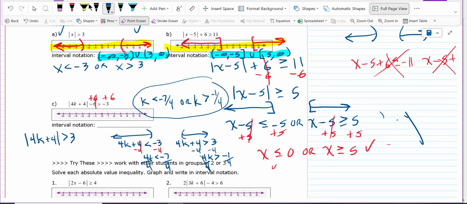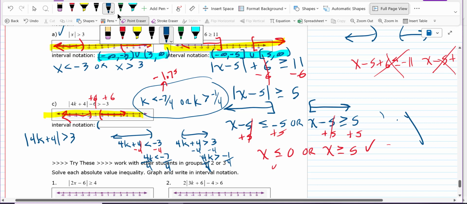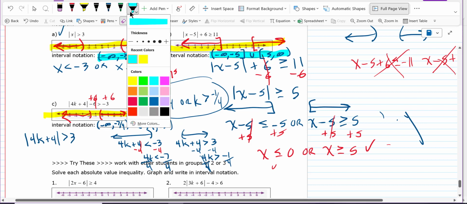Okay, and then as far as your graph goes, just shade to the right of -1/4. And -7/4 is -1.75, so shade like that. That would be how your number line graph goes. And then your solution would go like this. You would say -infinity to -7/4, union -1/4, comma, infinity.